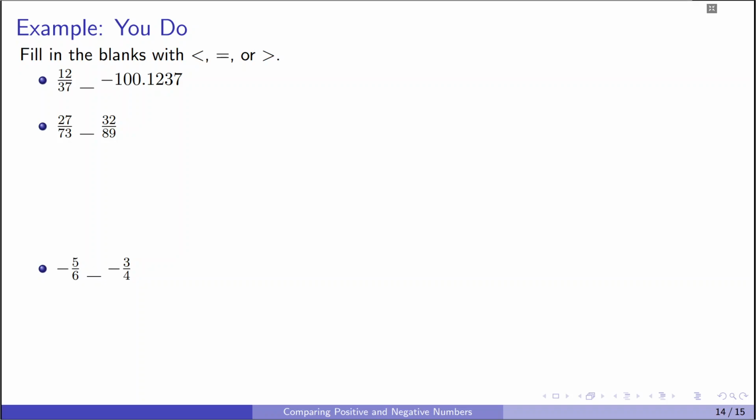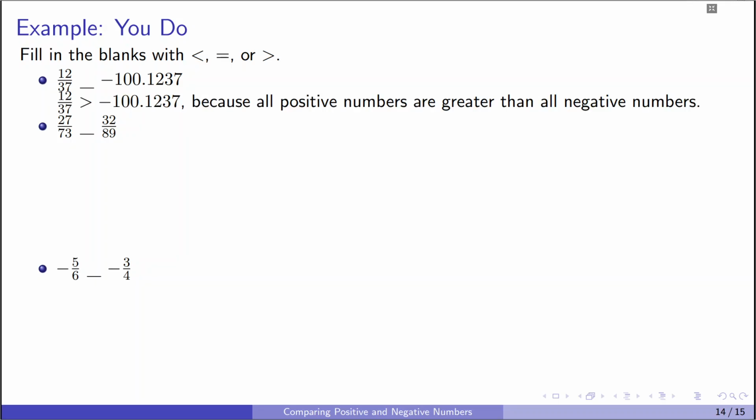All right, here are some examples for you. So we'll fill in the blanks with less than, equal to, or greater than. Our first one, 12 over 37 compared to negative 100.1237. We're comparing a positive to a negative. So the fraction is greater than the decimal because the fraction is positive, our decimal number is negative.